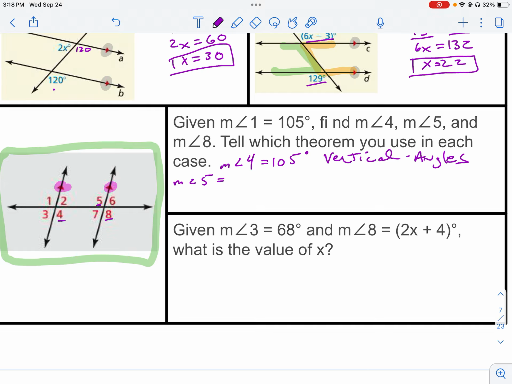The measure of angle 5 is going to equal 105 degrees. And I can use corresponding angles with angle 1 or alternate interior angles with angle 4.